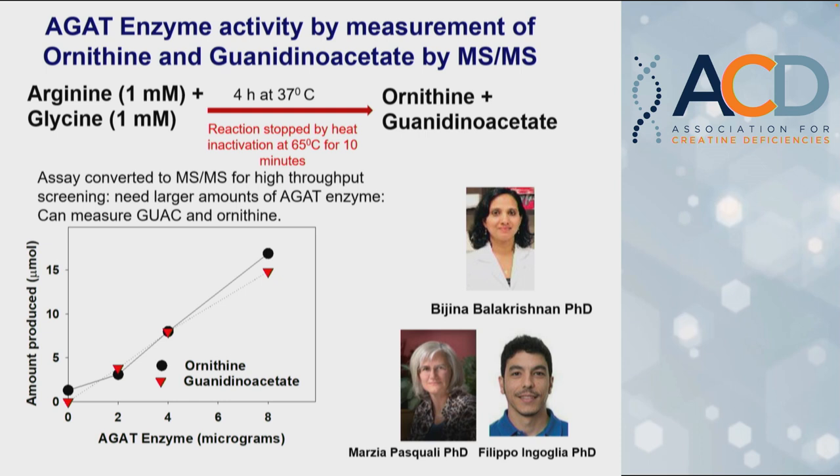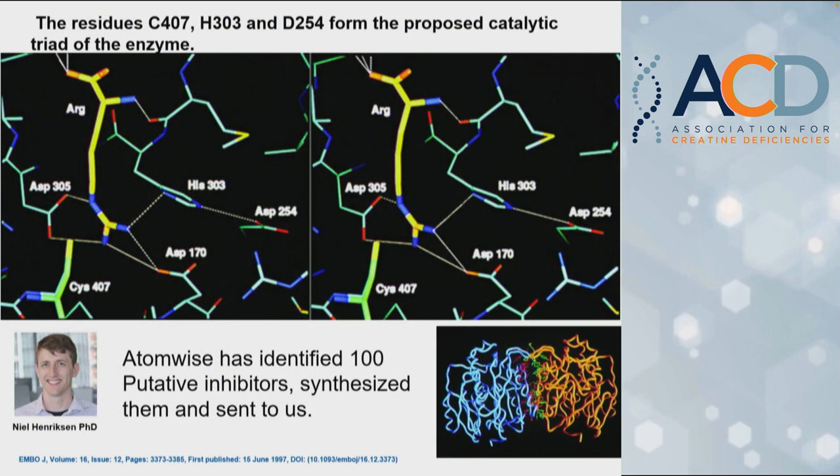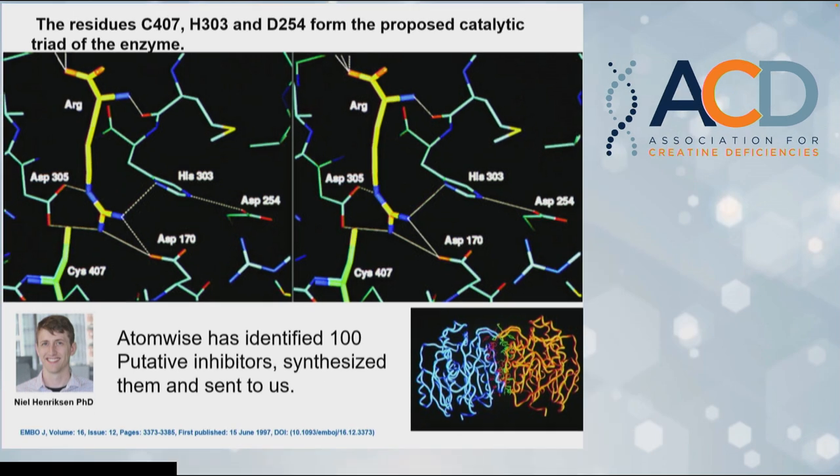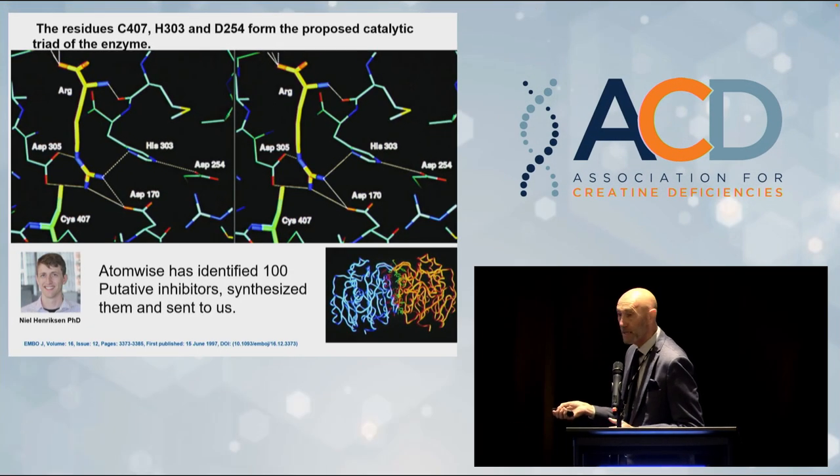At this point, we were able to screen the enzyme with possible inhibitors. The inhibitors were designed by Atomwise, which is a company that conducted a virtual screening of millions of molecules to identify possible inhibitors. What they did was target the area which binds the substrate to generate guanidino acetate and ornithine.